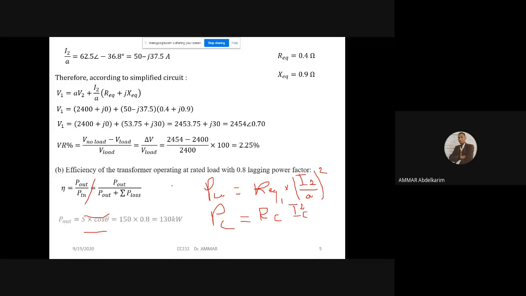This current IC can be found from what? Since we have the input voltage, and we have RC, so this is our RC, of course, and this is the input voltage. So this current IC can be determined directly from the input voltage. And RC equals to what? Equals to 10 kilo ohm, so it's 10 multiplied by 10 to the power 3. And IC equals to 0.2453. Always this excitation current is very small.